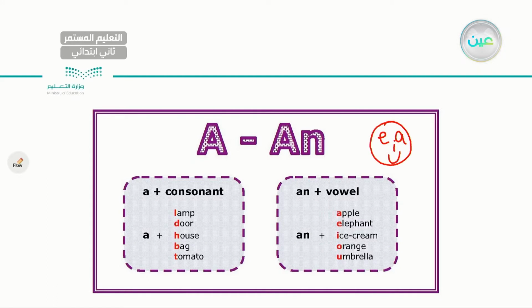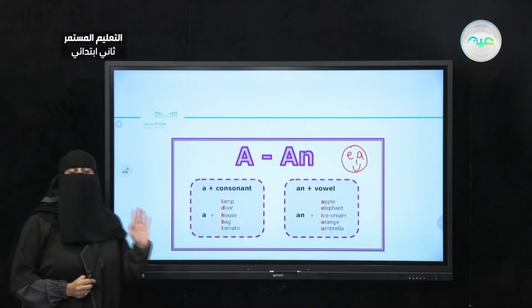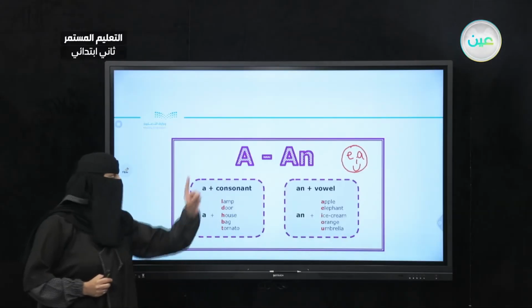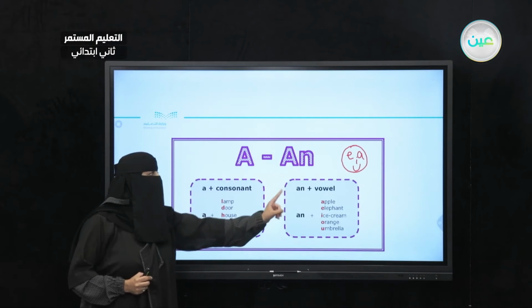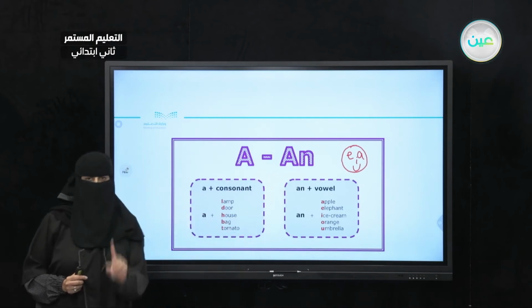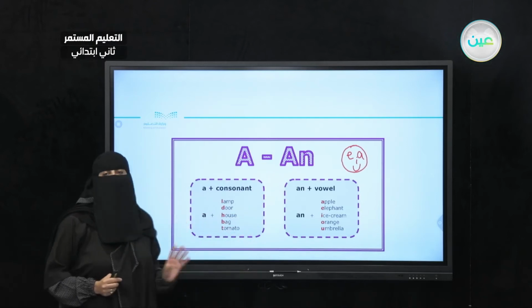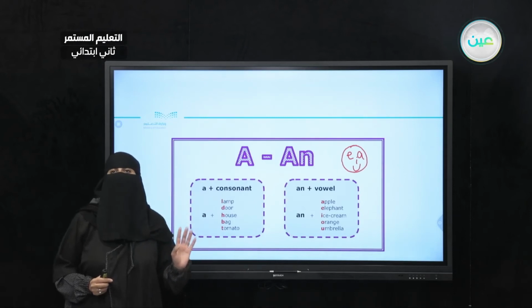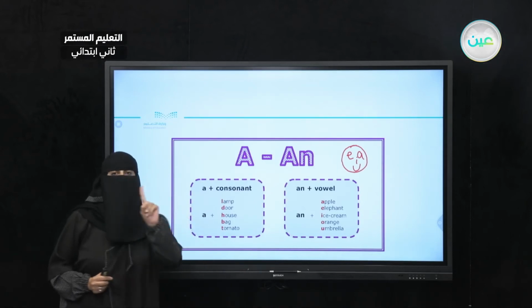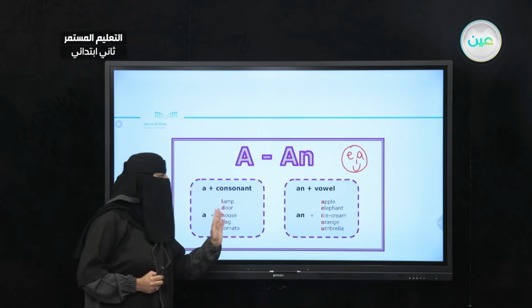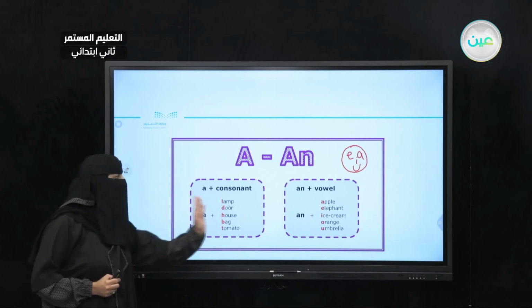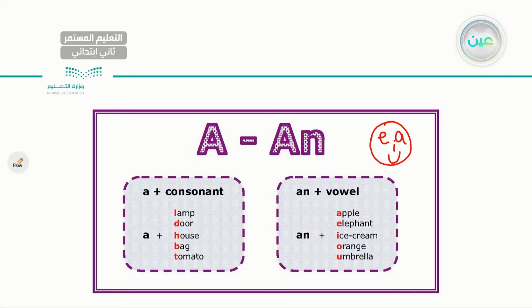And these are the English vowels. So, if I have a word that starts with these vowels, O, E, A, I, and U, and they are singular, I will use the article an. So, an apple, an elephant, an ice cream, an orange, an umbrella.